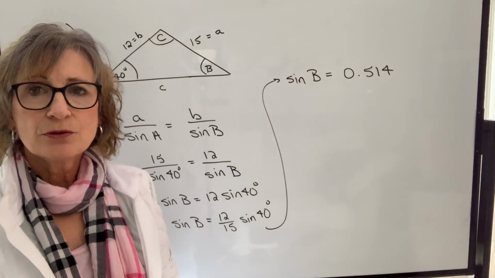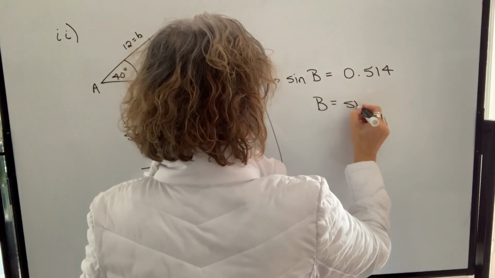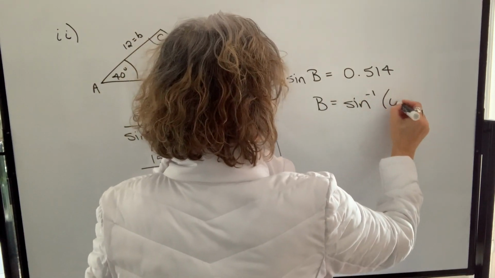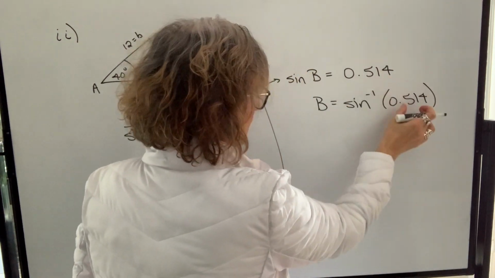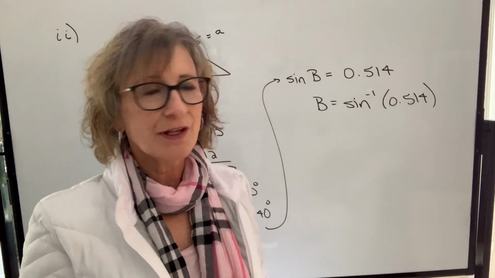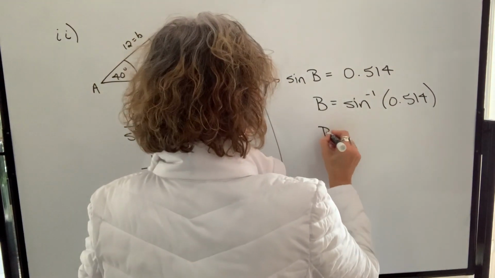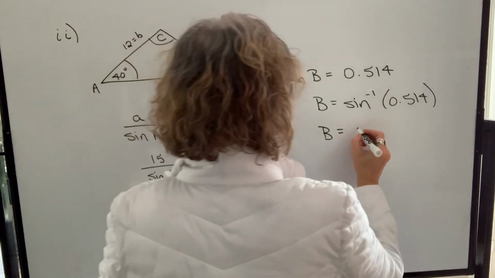Now I want to find angle B, so I'm going to take the inverse sine of, I'm going to keep the value on my calculator. I've rounded it off to write it down, but I'm actually going to keep that value that I had on my calculator and go inverse sine of that. When I do so, I get an angle of 30.9.